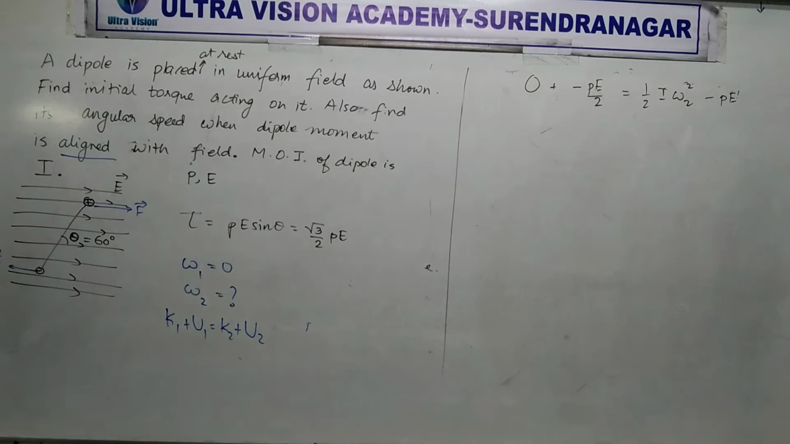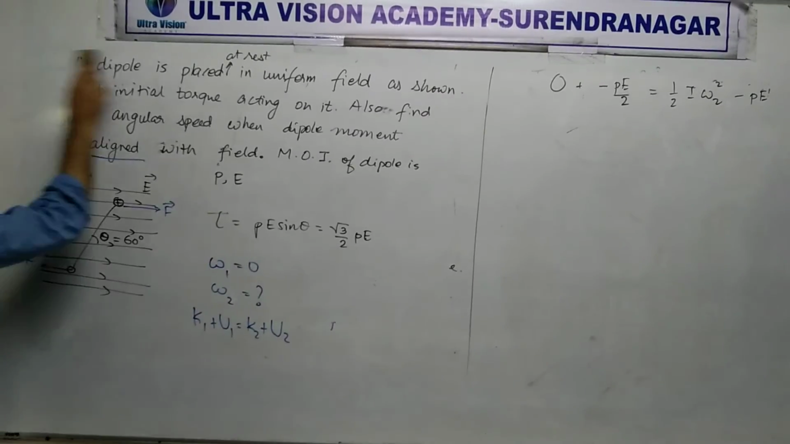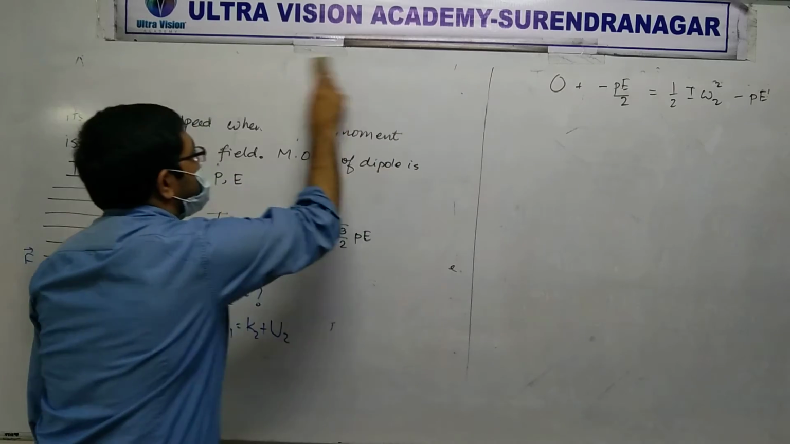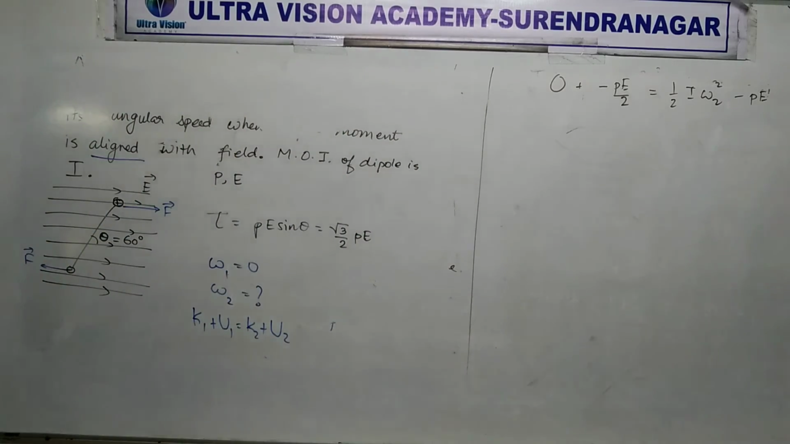So when it reaches here, its angular speed will not be 0. What will happen then? It will overshoot, go ahead and then come back again. What is that? Oscillation. Do you remember?